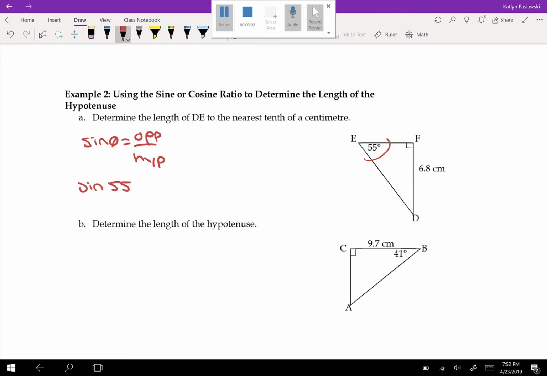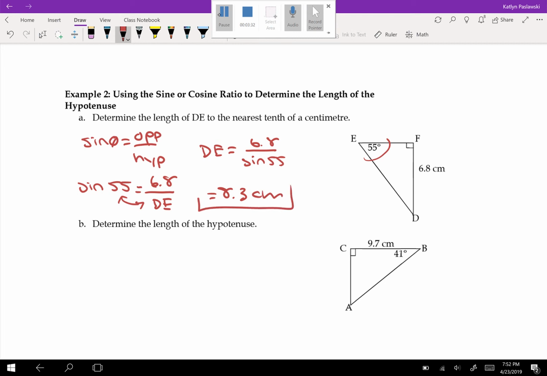Substituting the information that I know, sine of 55 degrees is equal to opposite, which is 6.8, over the value of DE. I now want to solve for DE, so I'm going to swap these two values here. Therefore, DE is equal to 6.8 divided by the sine of 55. Punch that into the calculator to give you a value of 8.3 centimeters, ensuring that you have your units.